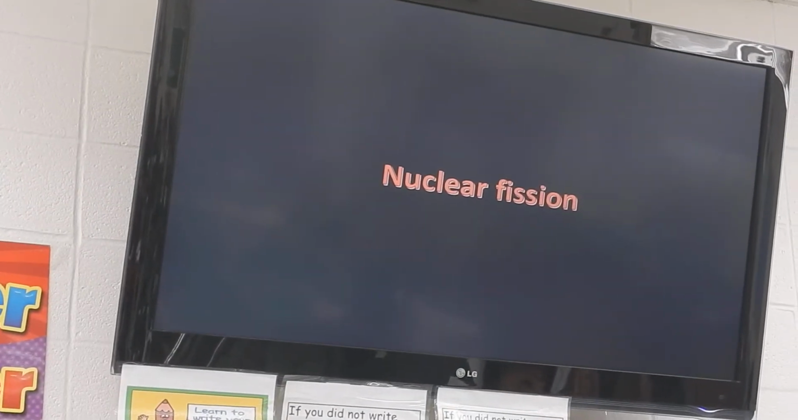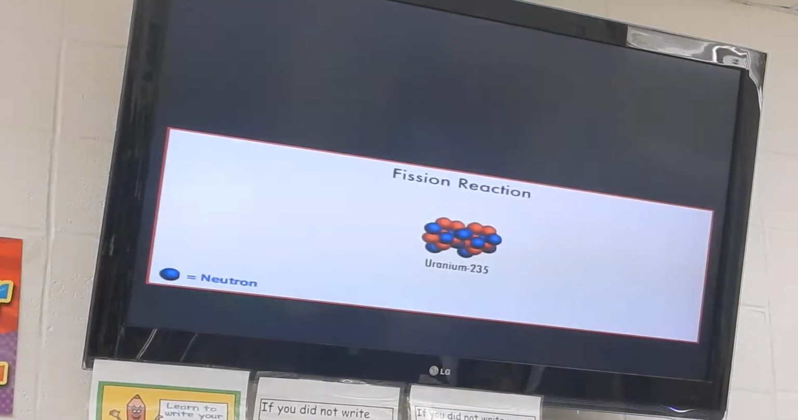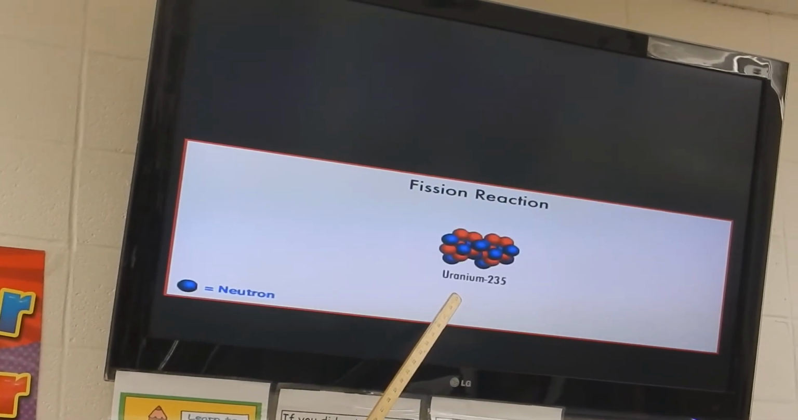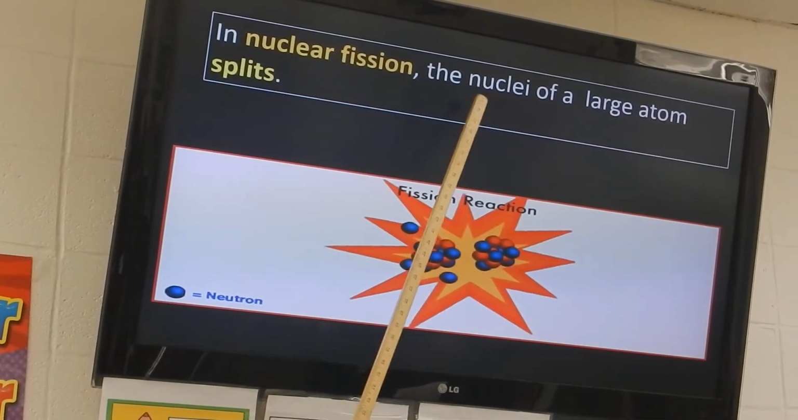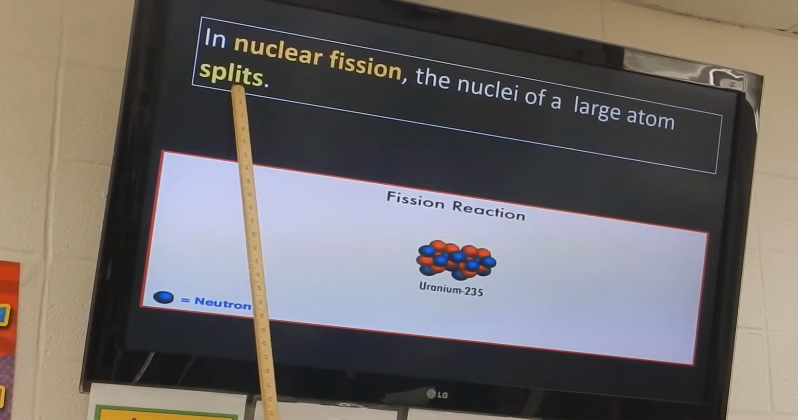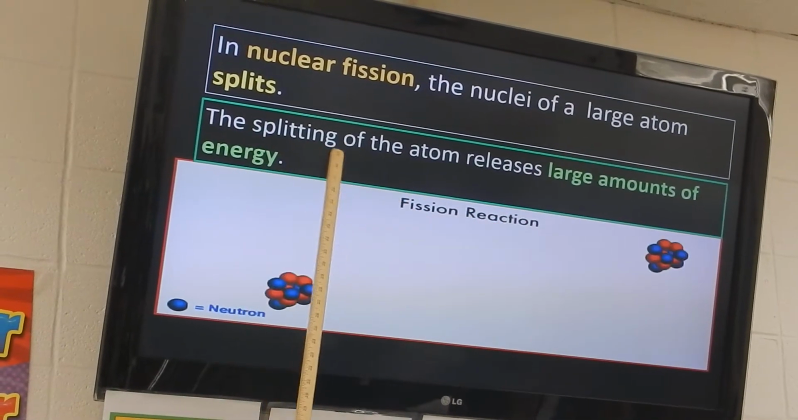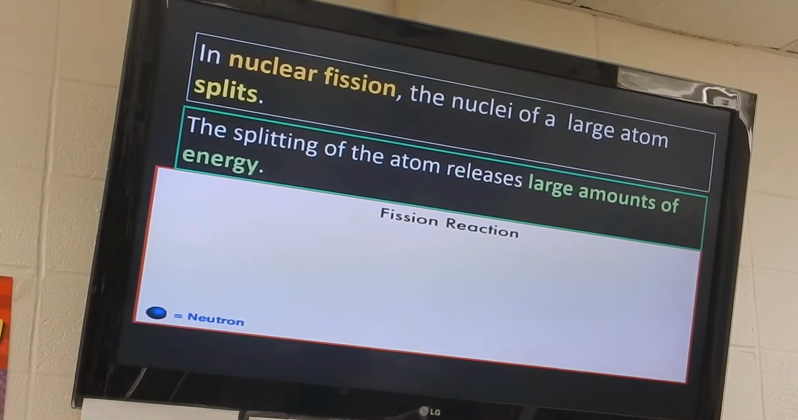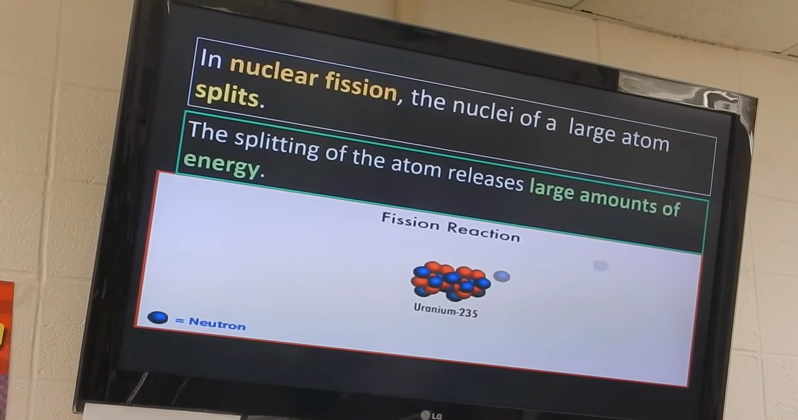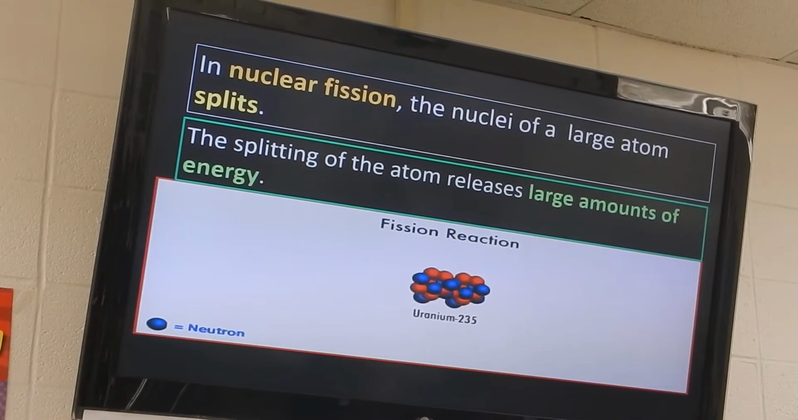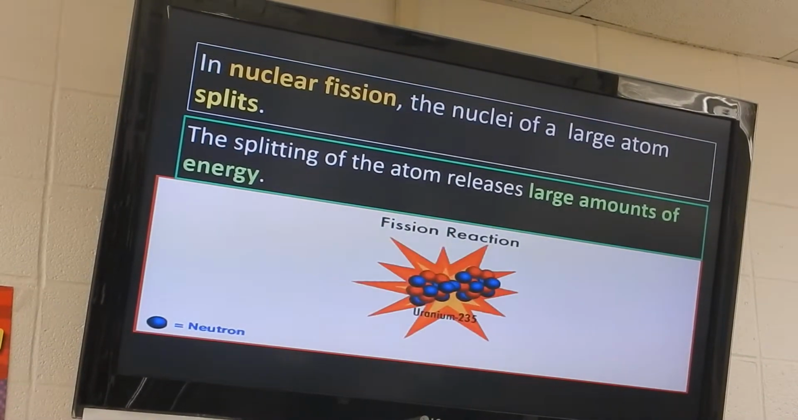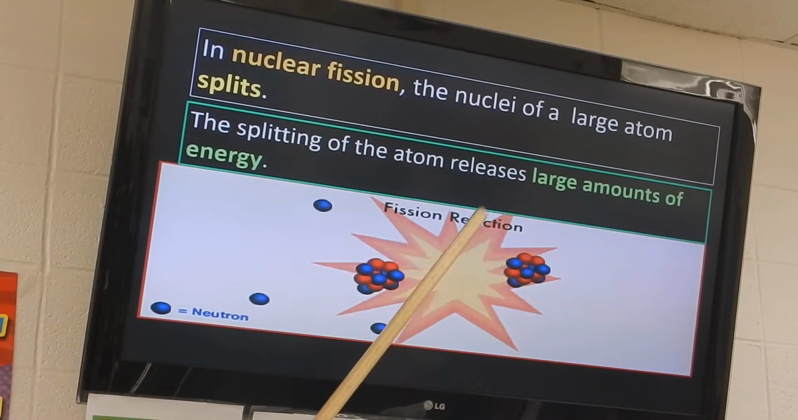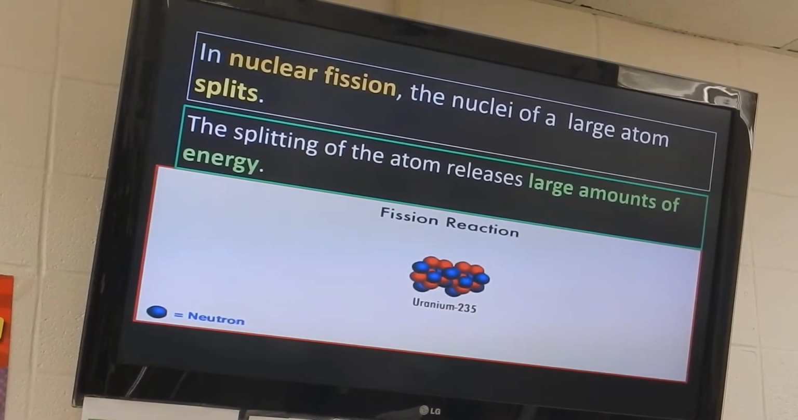Now, this is nuclear fission. Nuclear fission is not totally similar to nuclear fusion. In nuclear fission, the nucleus of a large atom splits. The splitting of the atom releases large amounts of energy, but this energy is smaller compared to the energy produced by nuclear fusion, but still very much energy. So this is nuclear fission. Again, it is the splitting of the nucleus of the atom.